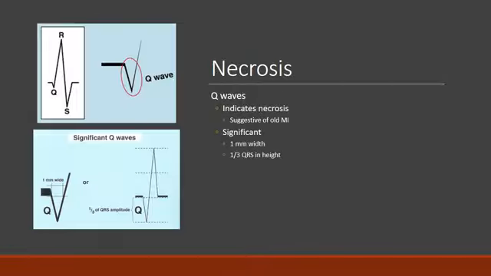Now, as I mentioned before, prominent Q waves can be an indication of necrosis. In order for them to be significant, though, they need to be either wider than 1 millimeter in width or greater in amplitude than 1/3 of the total QRS complex. Now, you may see Q waves on a lot of different EKG tracings, but the vast majority of them are insignificant because they don't meet these two parameters. So a Q wave, if it's significant, is suggestive of an old myocardial infarction.